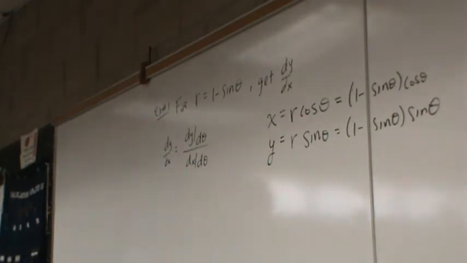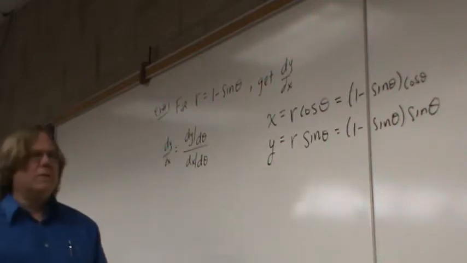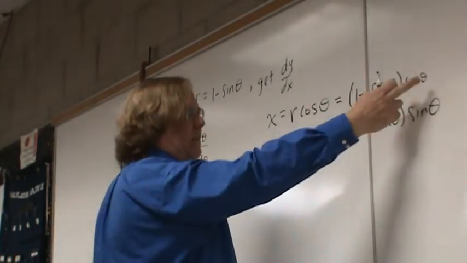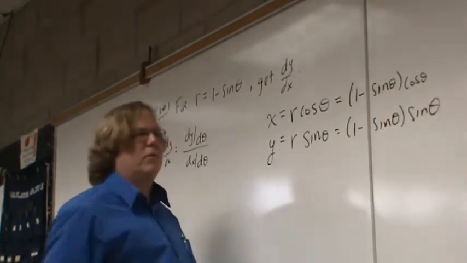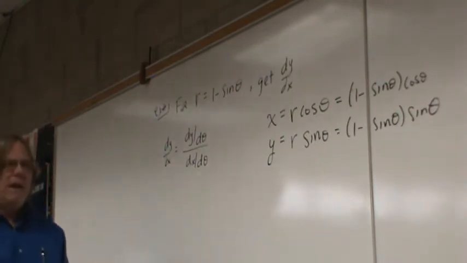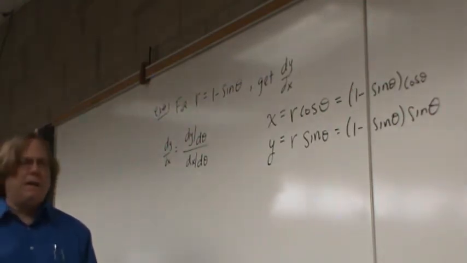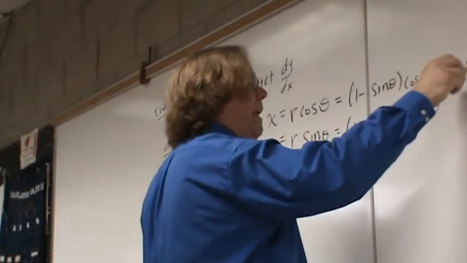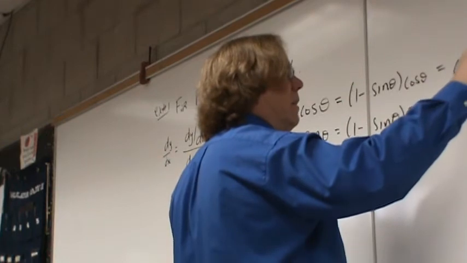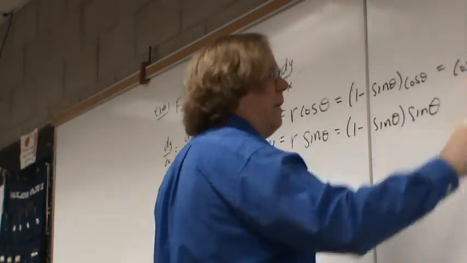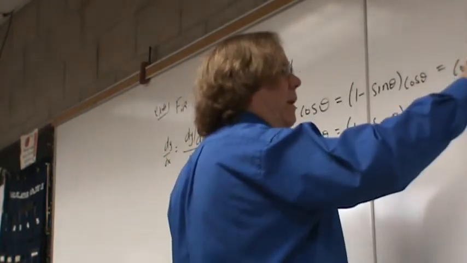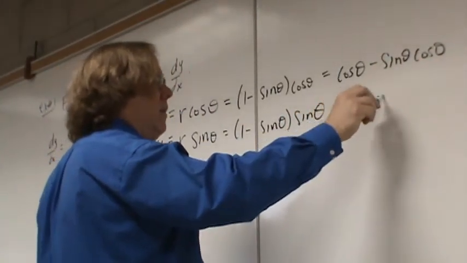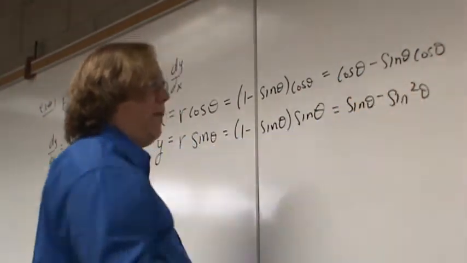You see? Now there's two ways to do this. One way would be to do product rule on what you're looking at, or the other way would be to distribute the cosine theta and then take the derivative of what you get after you distribute it. And frankly, either way is fine. Me personally, I prefer the distribution method, so I'm actually going to rename this cosine theta minus sine theta cosine theta. And then y will be sine theta minus sine squared theta.